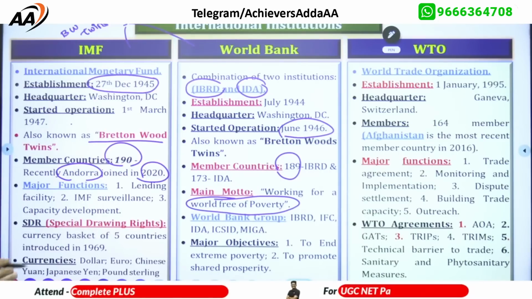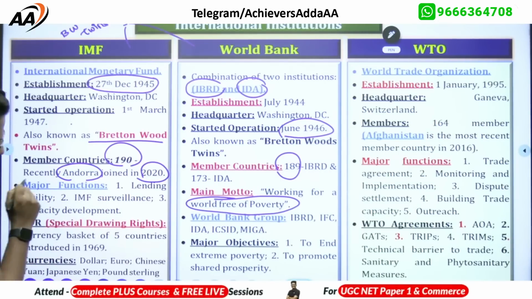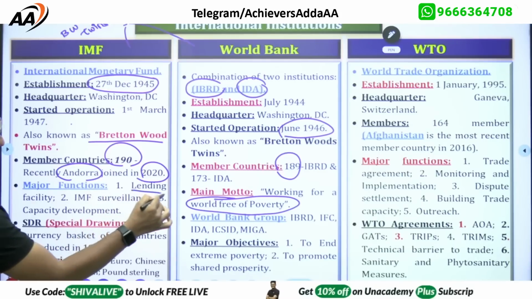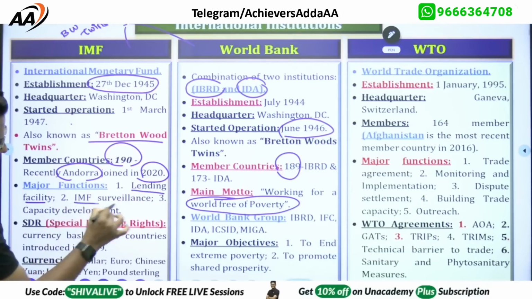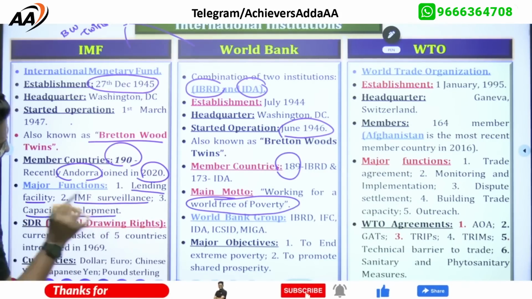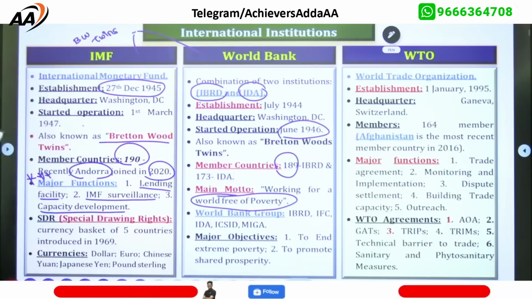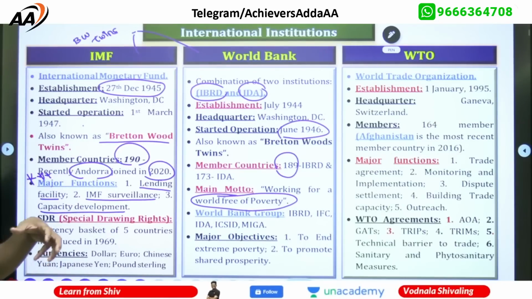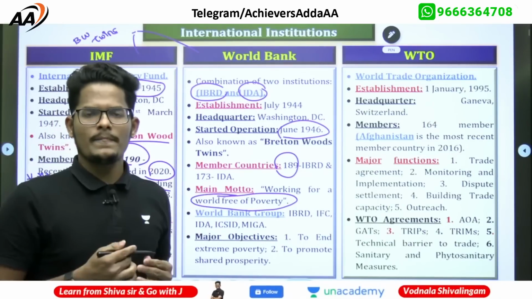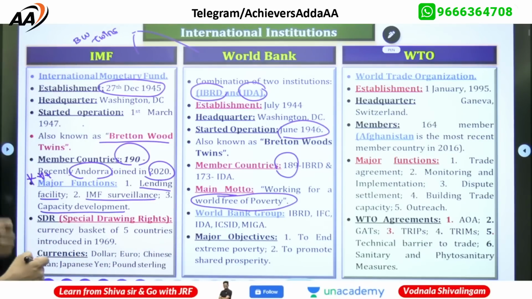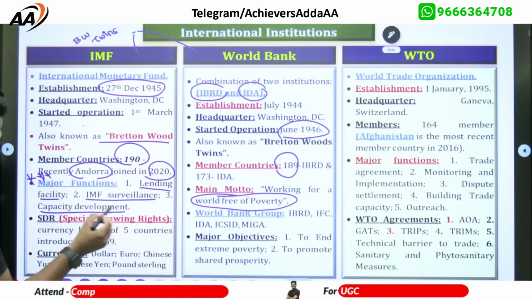Major functions are lending facility, IMF surveillance, and capacity development. These three are the most important major functions. IMF lending facility is mainly giving loans to the least developed or poor countries to uplift their liquidity. And special drawing rights will be there.